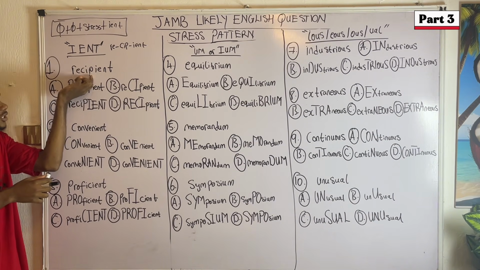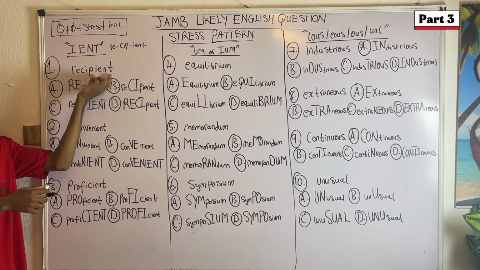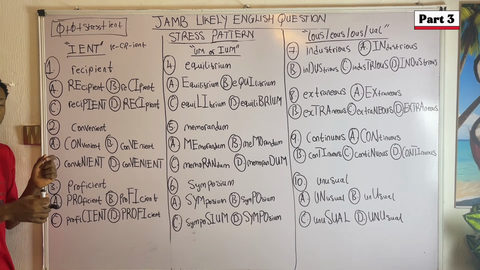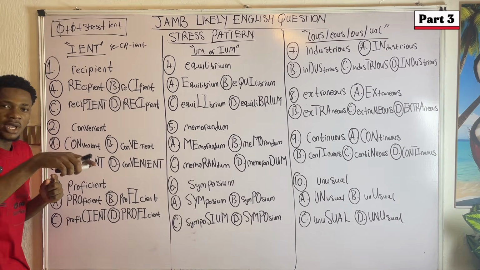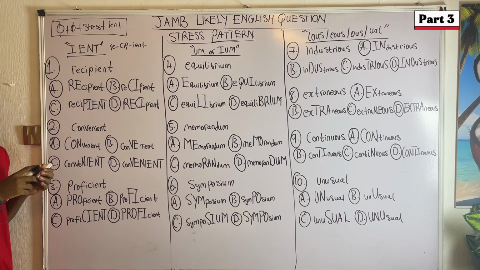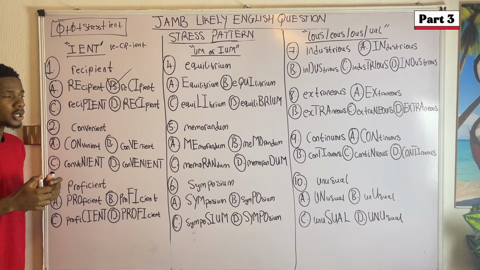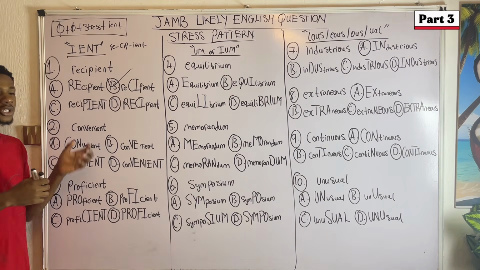What is the reason? CI is the syllable that comes before PIENT. So the stress part of this word is CI. That becomes recipient. That is how it is pronounced or stressed. So which option carries CI stress? Obviously option B. Very, very easy. You simply have to know the rules that govern attempting questions like this.